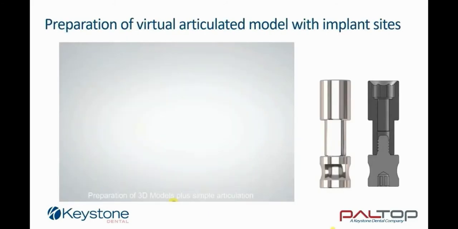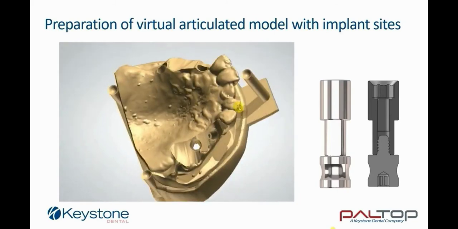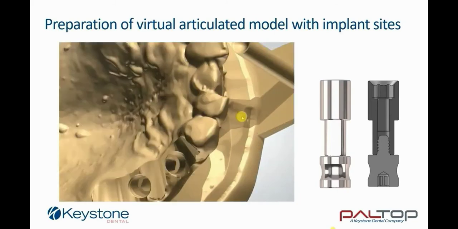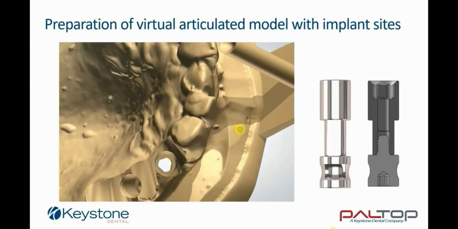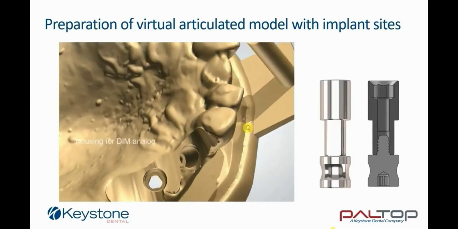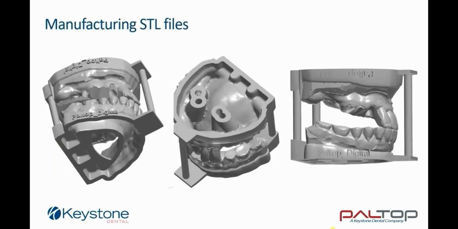Following final approval of the implant planning by the practitioner, it is then possible to design a working model with housings for the digital analogs. The dim analogs will represent the implant platform, depth, direction, and orientation. The manufacturing STL files of the working model and antagonist are sent to the dental laboratory.